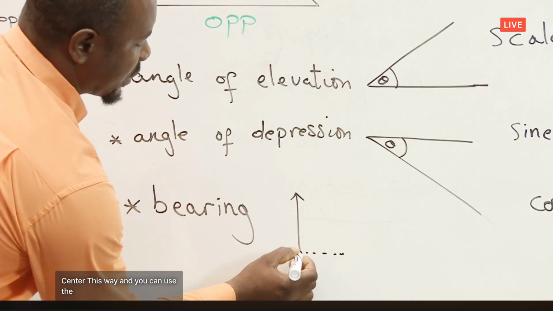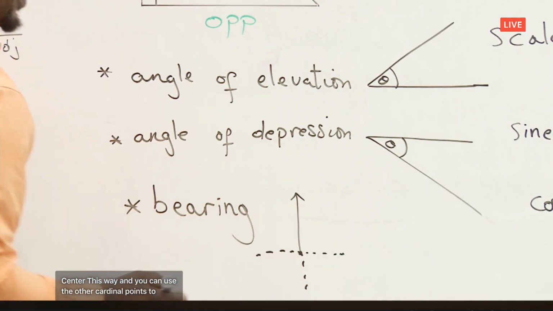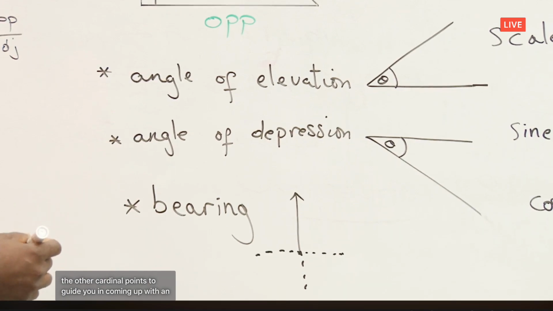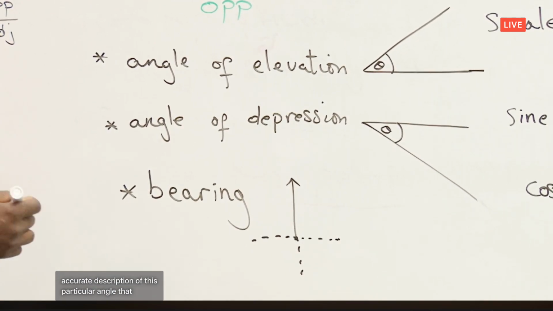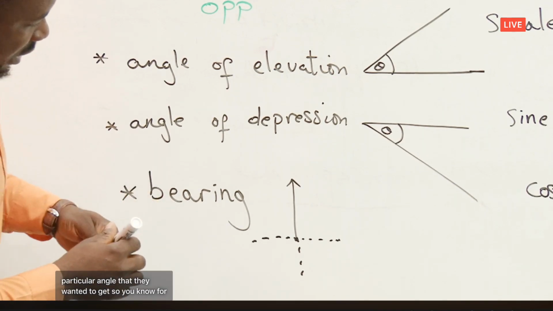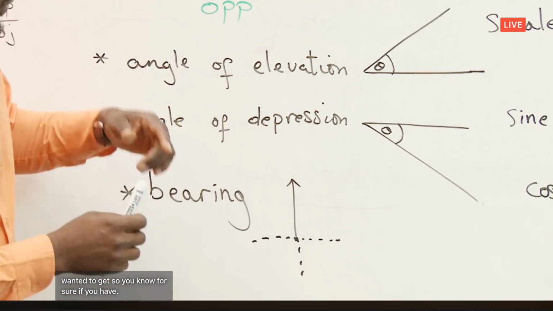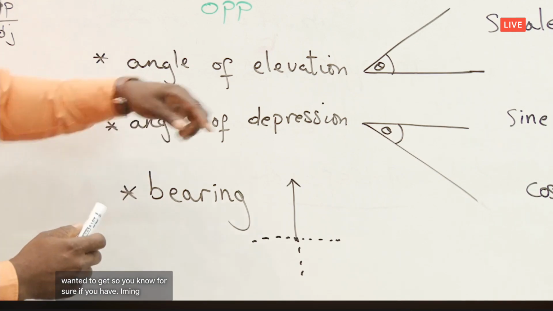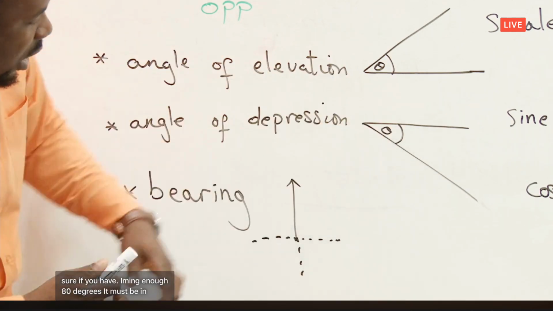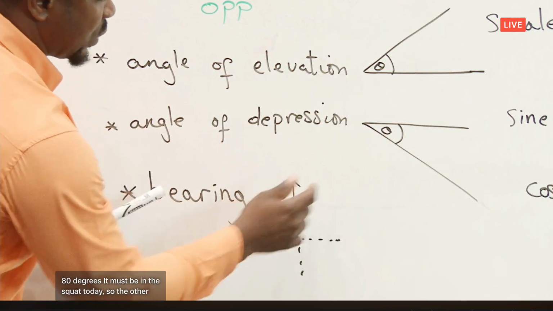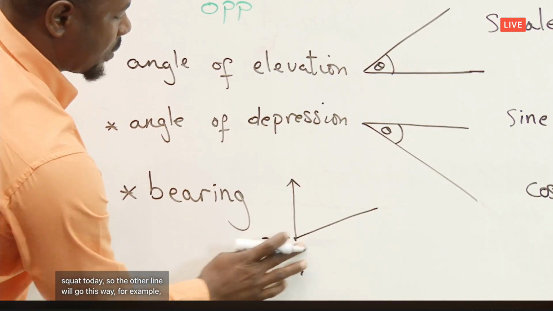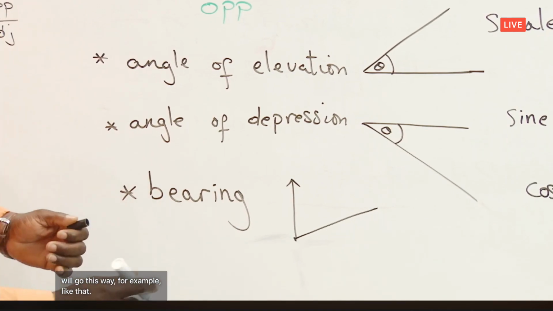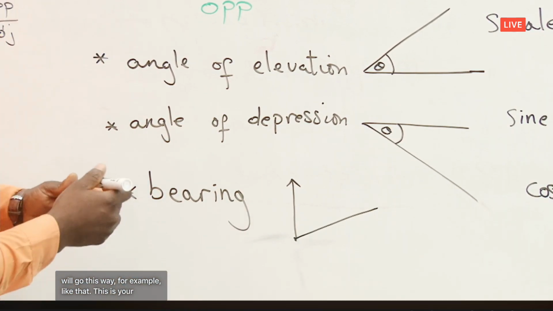So you have a clockwise direction from this north pole here at the center this way, and you can use the other cardinal points to guide you in coming up with an accurate description of this particular angle that they want you to get. So you know for sure, if you have a bearing of 80 degrees, it must be in this quarter there. So the other line will go this way, for example, like that. This is your bearing of 80 degrees.